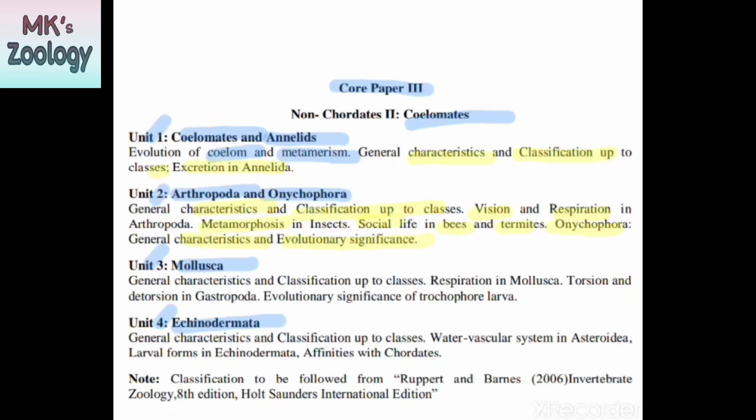Then the third unit is Mollusca. In Mollusca you have to study the characteristics and classification of mollusca and respiration in Mollusca and torsion and detorsion in Gastropoda, that is in Mollusca, and evolutionary significance of Trochophore larva. Then the unit 4, that is Echinodermata. In Echinodermata you have to study the characters and classification of Echinodermata and water vascular system in Asteroidea.